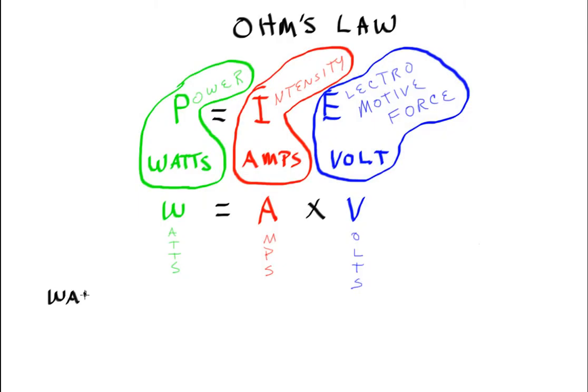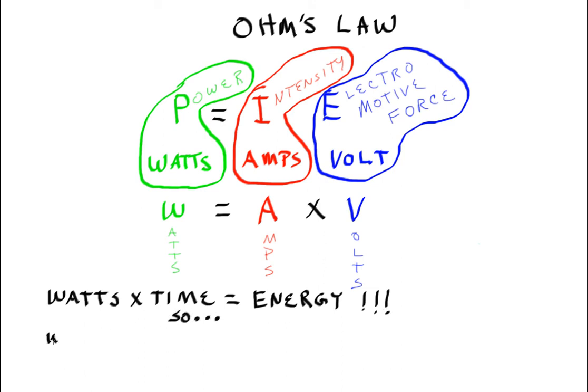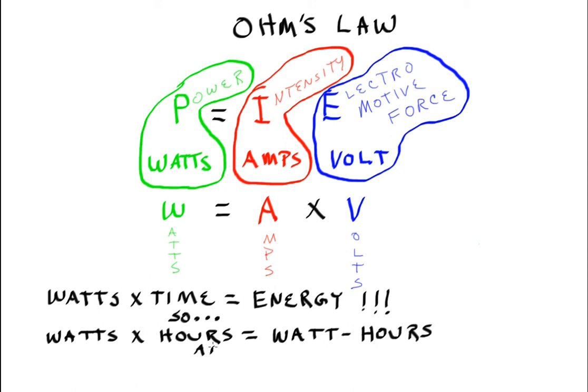Okay, so to sum it all up, watts, which is a power measurement, times time in hours is equal to energy. So you must take the power rating, a snapshot of what something can do in watts, times the amount of time in hours to come up with the energy that it uses. When we do that in our energy formula here, we multiply power times hours to come up with watt hours.